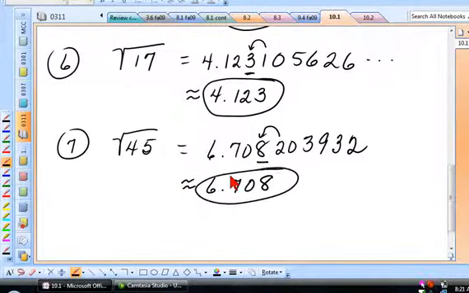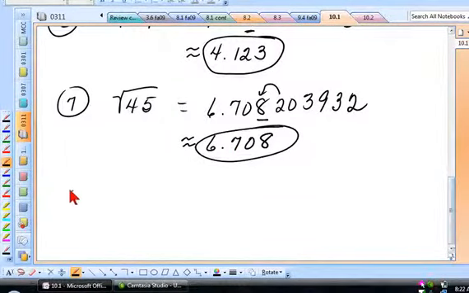6.708. Which means that if you cleared your calculator and you took 6.708 and you squared it, you would get something really, really close to 45. It wouldn't be exact. I got 44.9972 something or other. So it's close. Number 8.